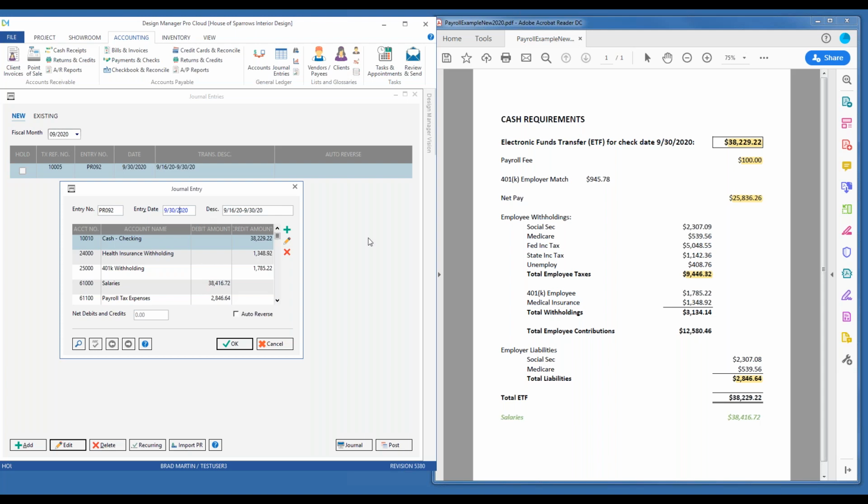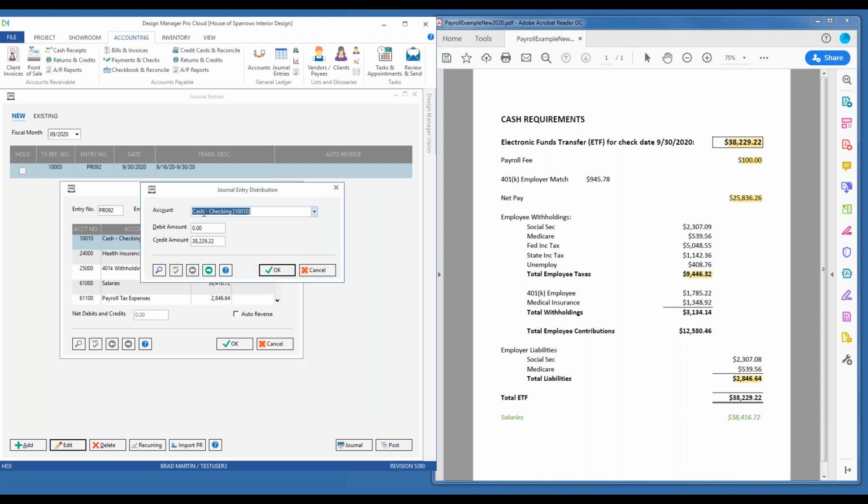The date that the funds were withdrawn, which again, you can also see on the cash requirements report, and then I put in my transaction description, the pay period that it covered. And we can see right off the bat, all of our various accounts match up with the information easily accessible on our cash requirement amount. First off, we have the asset account, our checking account from which the funds were withdrawn. That's our 10,010 cash checking account, and we're crediting that account. When you're talking about checking accounts or any asset account, a credit actually reduces the account. So we're crediting it or reducing it by the total amount withdrawn from our payroll company.